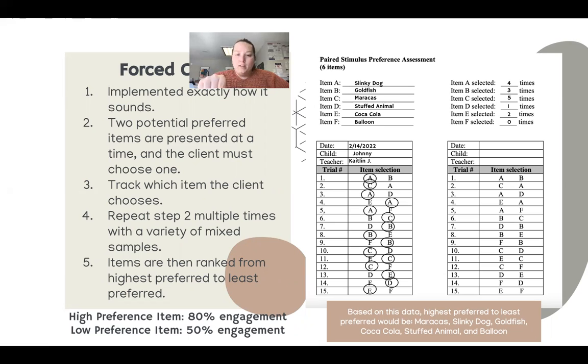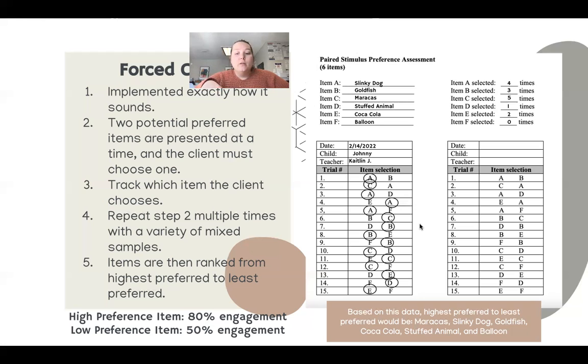So if you go to the bottom right here, we have the date, the child, the teacher. And then based on what the format says, this says we are going to be evaluating whether A or B. So we would have the slinky dog and the goldfish present. During this trial, the client selected the slinky dog. Next, C and A, we have maracas versus slinky dog. During that trial, the client selected maracas.